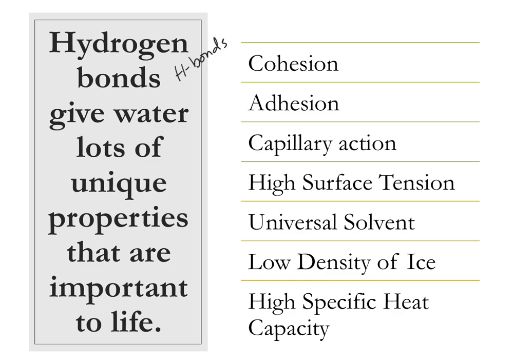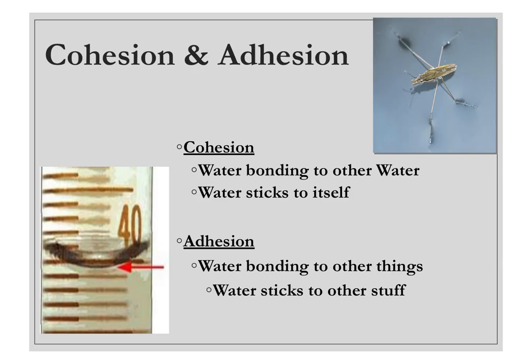So we're going to look at cohesion, adhesion, capillary action, high surface tension, universal solvent, its low density as a solid, and high specific heat capacity. Two terms that we want to know about, and I'm going to highlight these if you want to highlight along with me, are cohesion and adhesion.